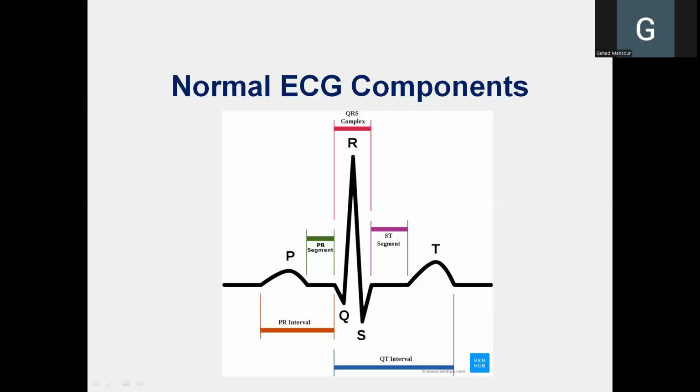The QT interval, as we said before, starts at the beginning of the Q wave and ends at the end of the T wave, and the QT interval shouldn't be more than 0.44 seconds. And if it is elongated, which might be congenital or as a side effect of medication, this is dangerous because it might be initiating a fatal arrhythmia like torsade de pointes.